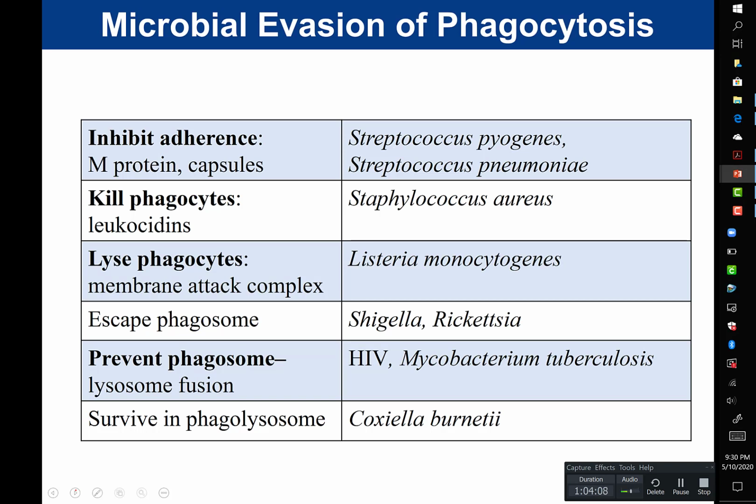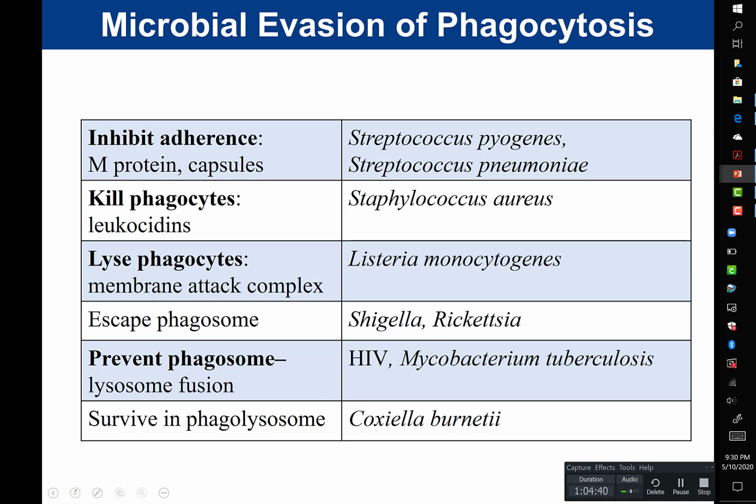Some microbes can kill phagocytes. They can produce chemicals called leukocidins. Leuko refers to white blood cell. Think of cidal, which means kill. So leukocidins are chemicals that kill phagocytes or kill white blood cells. An example of this would be Staphylococcus aureus. Staphylococcus aureus can be pathogenic because it can produce these leukocidins, which kill white blood cells.